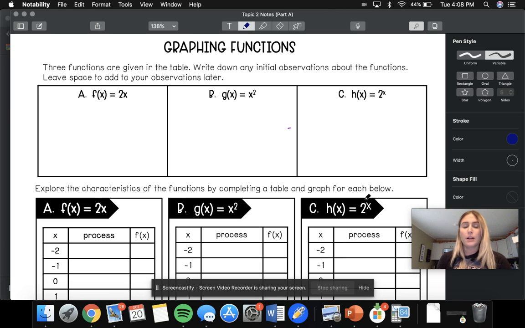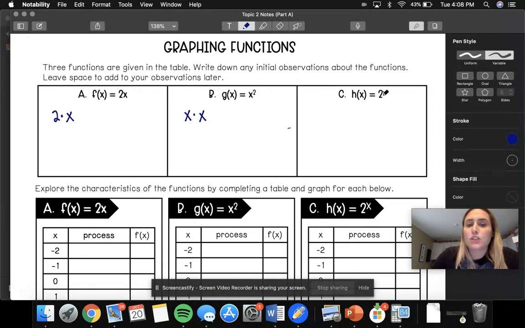Hey, so today we're going to talk about how to graph different functions and make sure that we can use our graphing calculator. So the first thing is just to determine what the difference is between these three functions. This first one, we have f of x equaling 2x, which means 2 times x. The second one, we have g of x equaling x squared, which means we're taking our input and we multiply it by itself twice. That's what it means to square it.